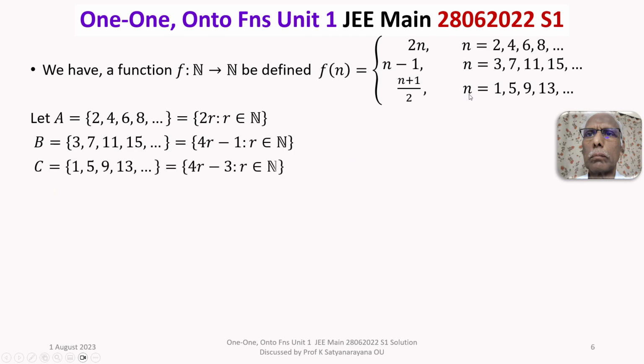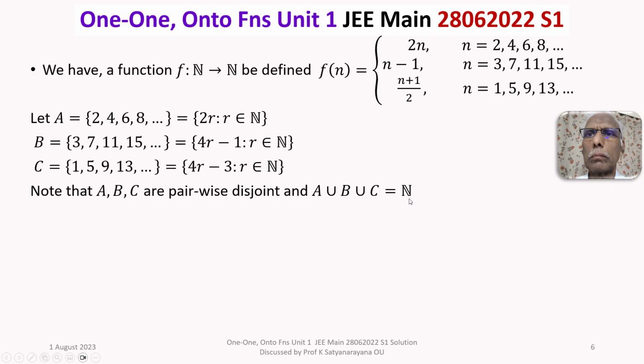We will take C, the set as 1, 5, 9, 13, and as before, it is an AP with first term 1 and common difference 4, and its rth term is 4r minus 3, r belongs to N. We notice that A, B, C are pairwise disjoint. That is, if you take any two of them, the intersection is empty. A intersection B is empty, A intersection C is empty, B intersection C is empty, then A, B, C are pairwise disjoint. Further, A union B union C is the whole set N, because it is a function whose domain is N. So note that A, B, C are pairwise disjoint and A union B union C is N.